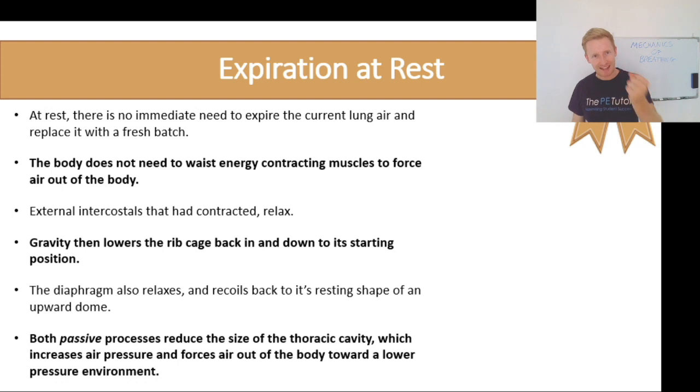So when we talk about the mechanics of expiration at rest, looking at that third point down, we just relax them. We relax those external intercostal muscles. We relax the diaphragm. They just return to their original position, pre-inspiration. And by doing that, we create this almost passive movement of air. It takes no stimulus of muscles, no engagement of our nervous system to cause this change in our body. So it's a passive process.